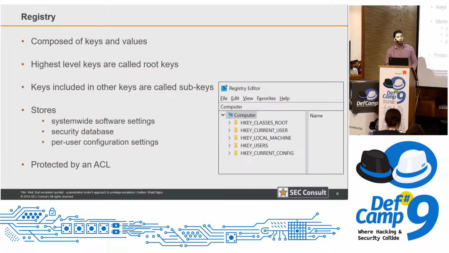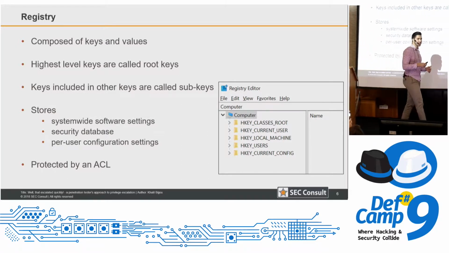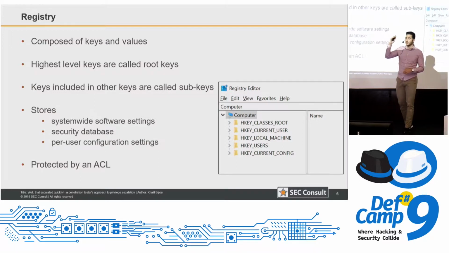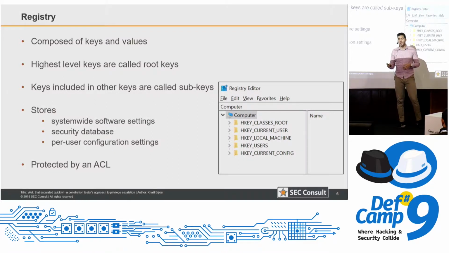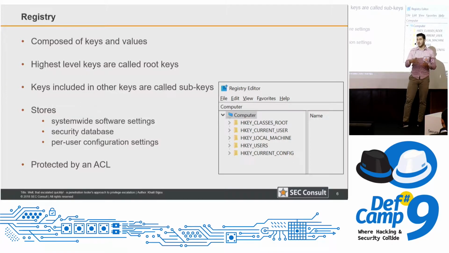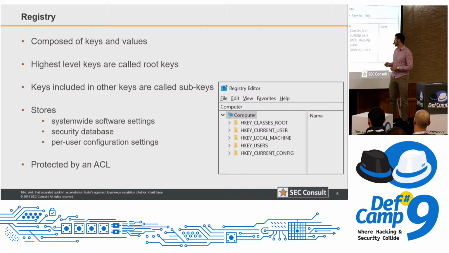So one of the most important components of Windows is the registry. The registry is built in a tree structure where you have a root key at the top. The highest level keys are called root keys, and it consists of keys and values. And every key that is under another key is called a subkey. So as you can see on the right side of the slide, we have the 5 root keys of a Windows system.